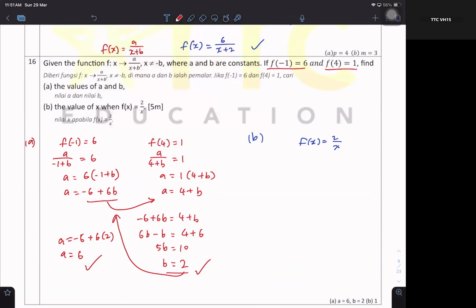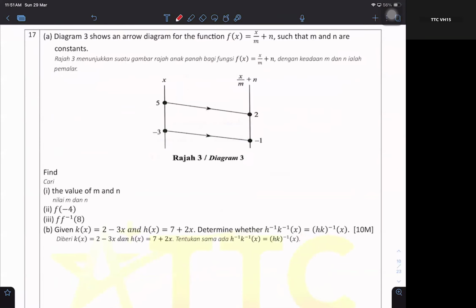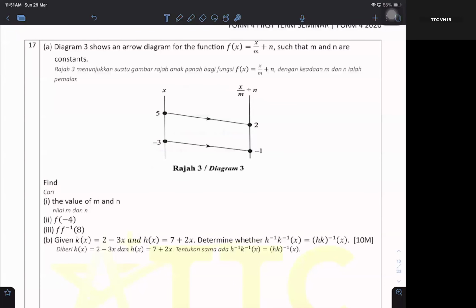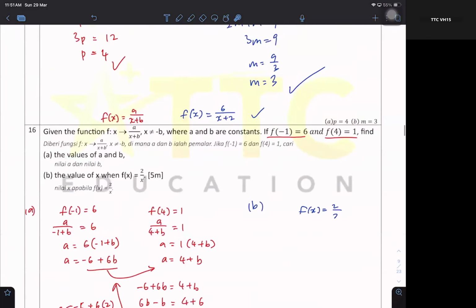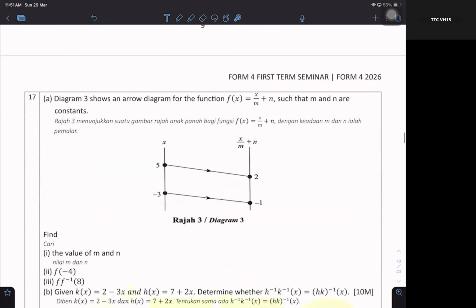Okay, next. Question 17. Let's look at this one. Diagram for this function. And then you see the picture. You see 5 go to 2. Negative 3 go to negative 1. What does that mean? Just now, negative 2 go to 10. So I write f(negative 2) equal 10, right? Same thing.